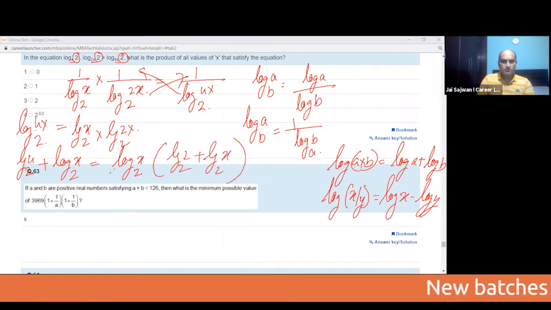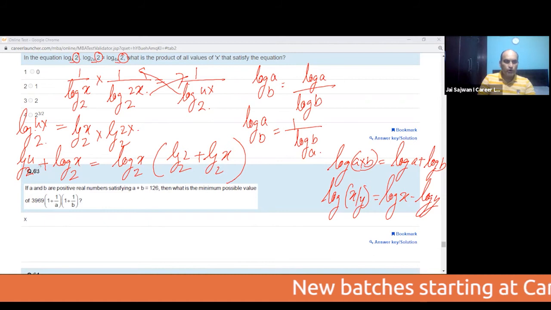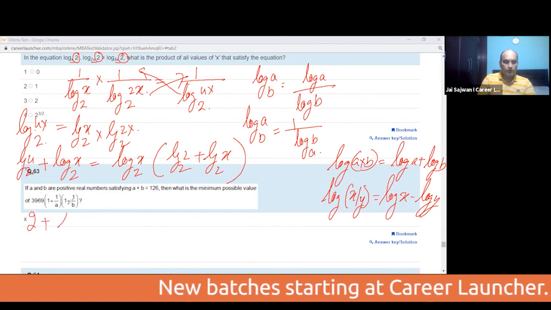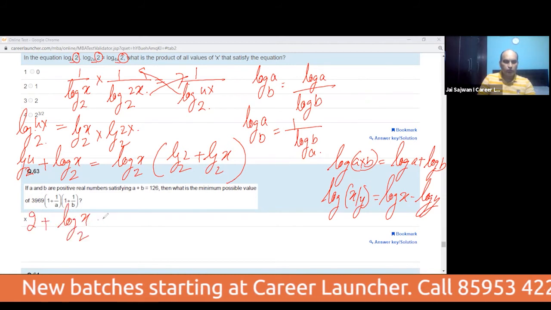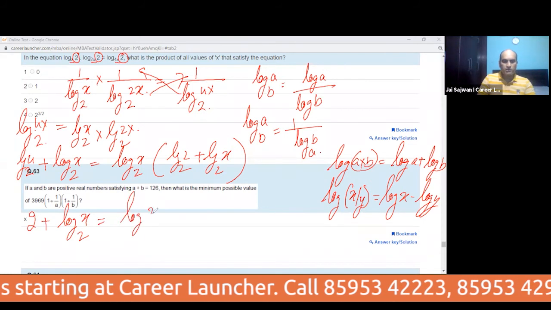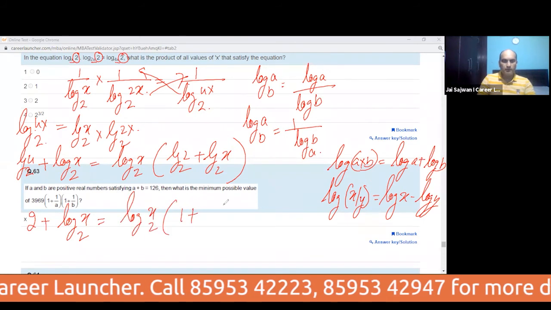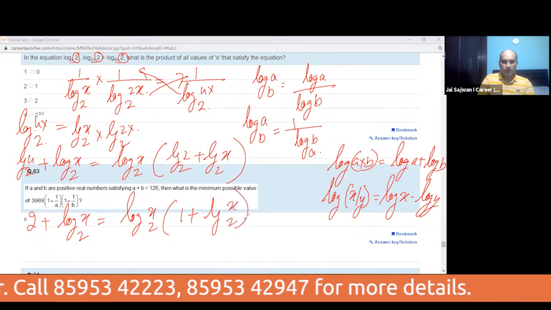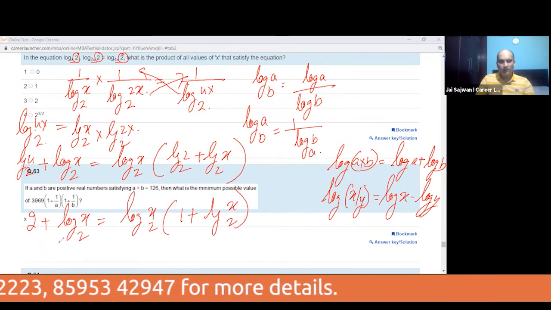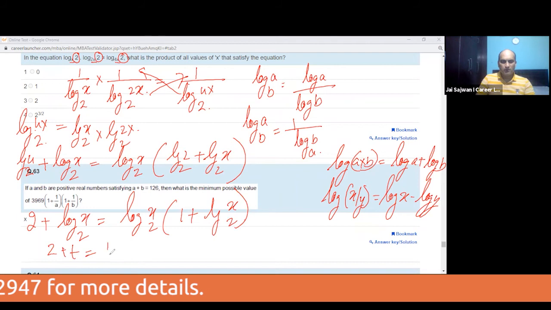Log of a into b is log a plus log b. So this comes out to be, 4 is 2 square, so I can write it as 2 plus log x base of 2 is equal to log x base of 2 into 1 plus log x base of 2. Now you can do it very easily. Put a t. The equation will be formed, the answer will come. T into 1 plus t. Solve it. T square plus t.